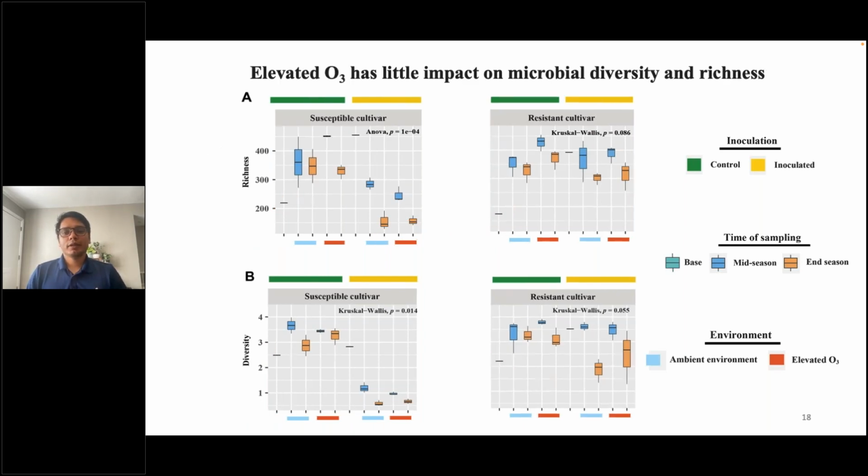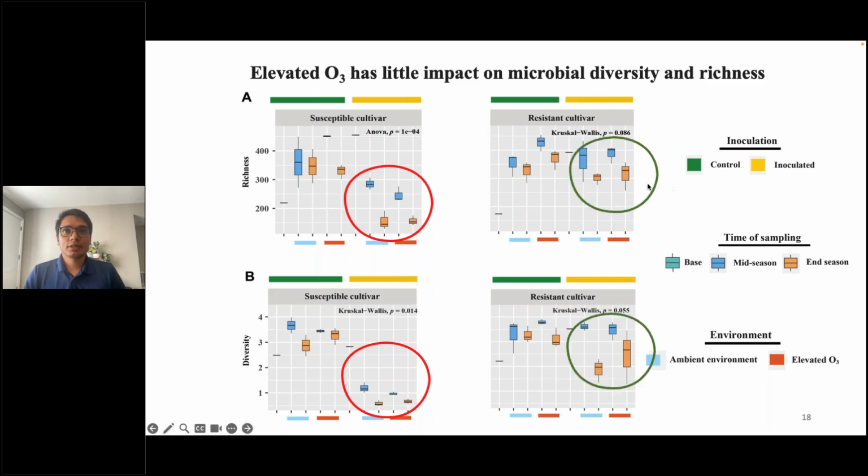Then we looked at the effect of the environment, the pathogen infection, and combined stress on microbiota diversity and richness. So in terms of the environment, we didn't see a significant effect of the elevated ozone on microbiota diversity and richness in both of those cultivars. However, the pathogen infection led to significantly lower bacterial and eukaryotic diversity here on the susceptible cultivars. We didn't see a significant difference in the richness in the resistant cultivars, but there was a difference in the diversity in the resistant cultivars in terms of pathogen infection as well.